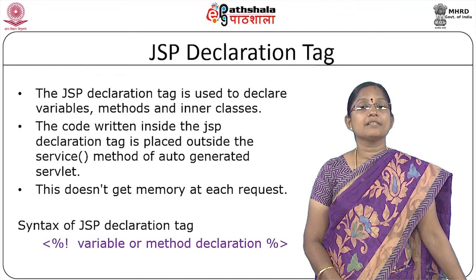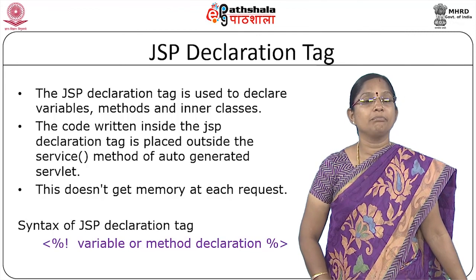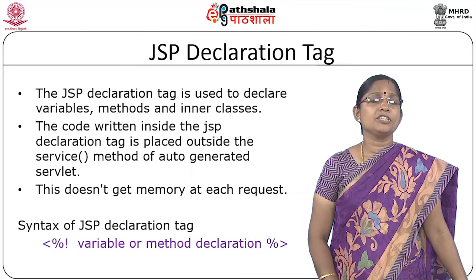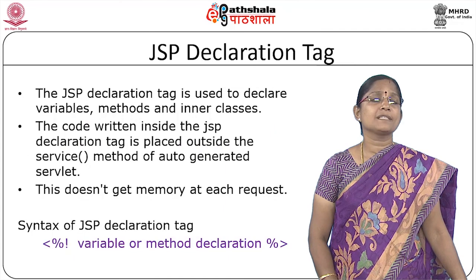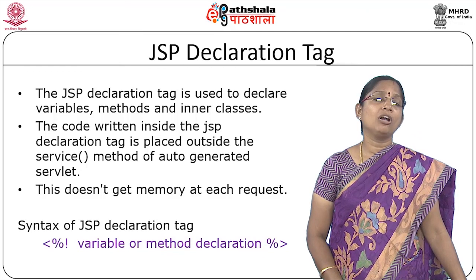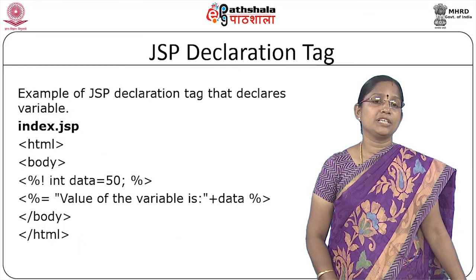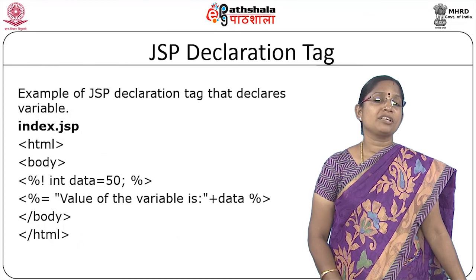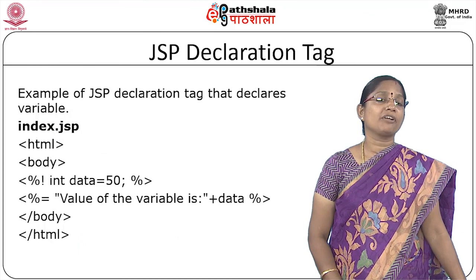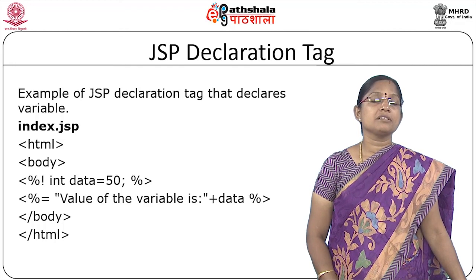The third one is called the declaration tag. The declaration tag starts with an exclamation mark. It is a variable or method declaration. The declaration tag is used to declare variables, methods and inner classes. The code written inside will be placed outside of the service method. Let us look through one example for this declaration tag. You can see that with an exclamation mark we declare data of integer type, and its value is going to be 50. In the subsequent statement it is printed. So this is the declaration tag.